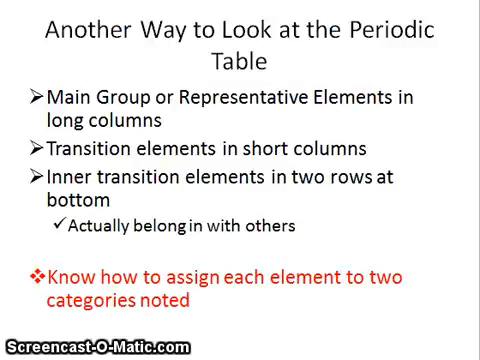You should know how to assign each element to two groups. For example, gold, or Au, is a transition element and a metal. Germanium, Ge, is a main group element and a metalloid.